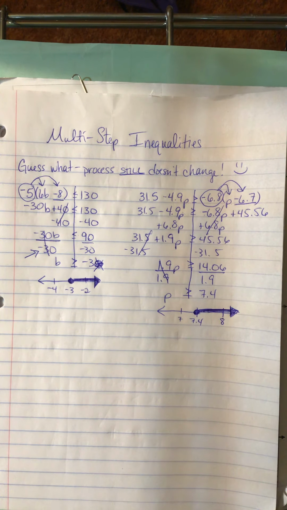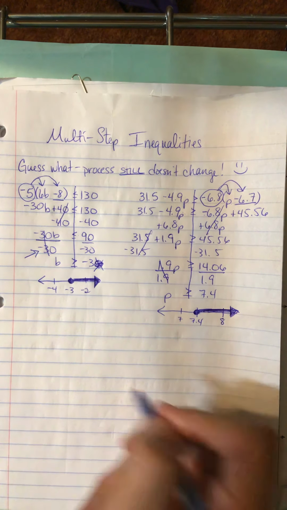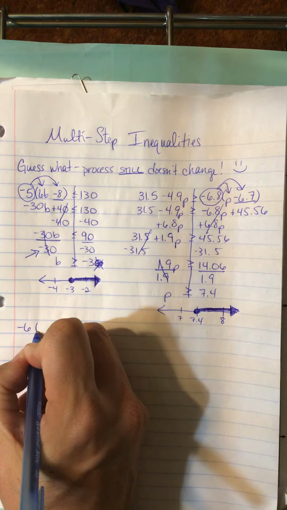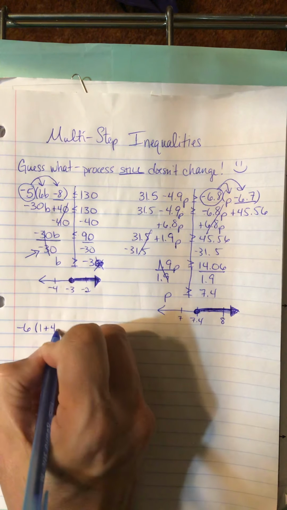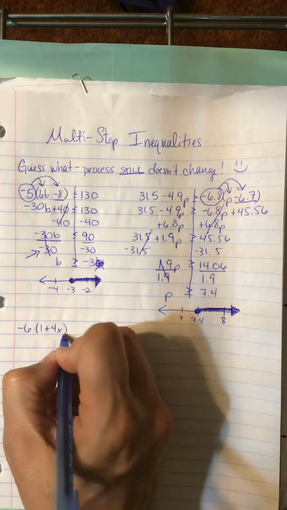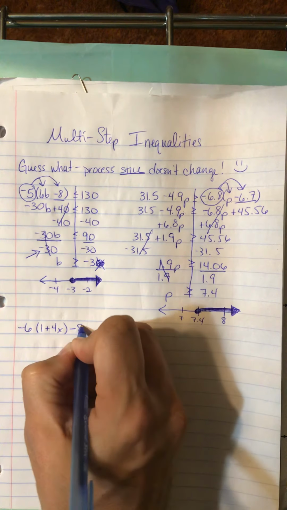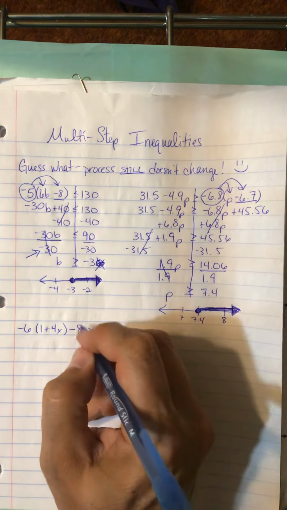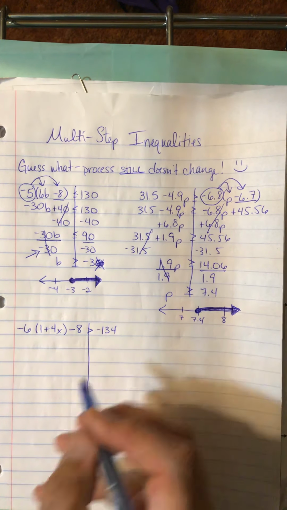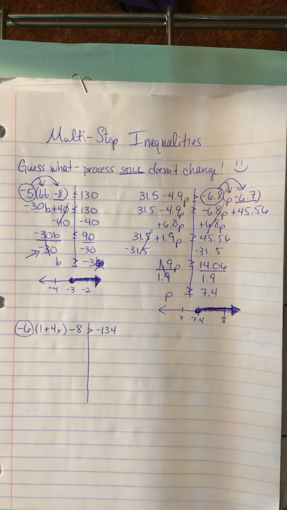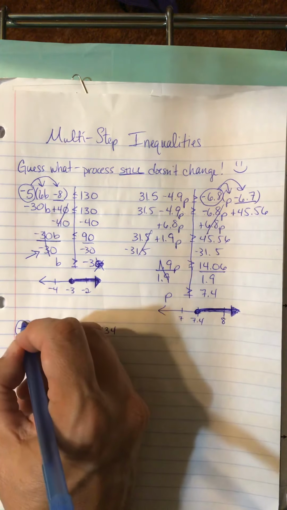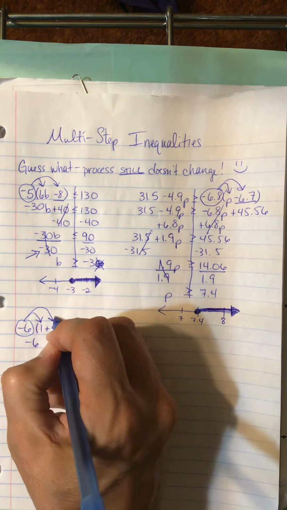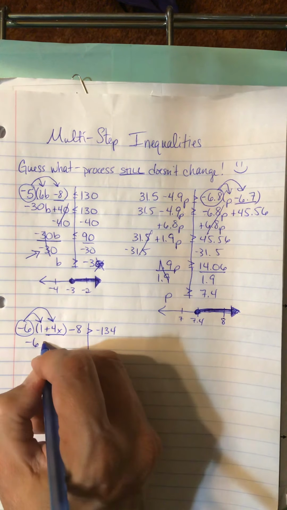All right, let's try a couple more examples. Let's see here, we've got -6 times the quantity of 1 plus 4x minus 8 is greater than -134. Okay, so let's draw our line down. We do need to distribute right over here on the left side. The -6 is going to get distributed times 1, and it's going to get distributed to positive 4x.